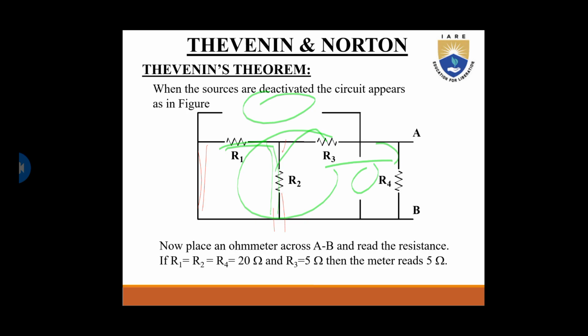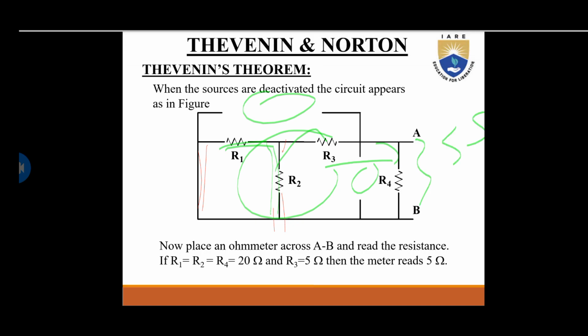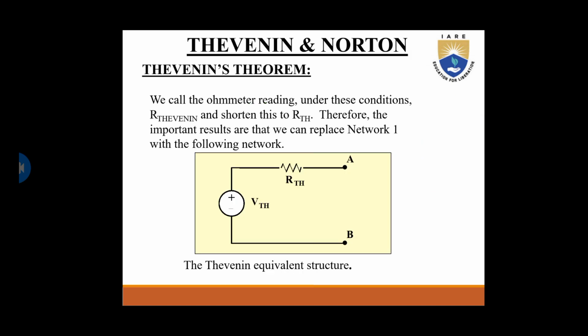Now place a voltmeter across A and B and read the resistance. Let us consider R1, R2 and R4 are equal to 20 and R3 is 5, then the meter reads 5, right? Just basic Ohm's law calculations. The resistance across here is 5 ohms. In Thevenin's theorem, we call the ohm meter reading under this condition the Thevenin's resistance, or R Thevenin, and shorten this as RTH.